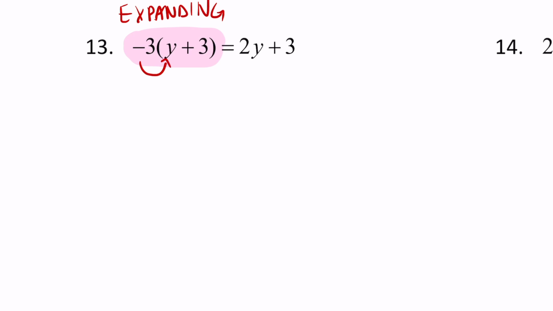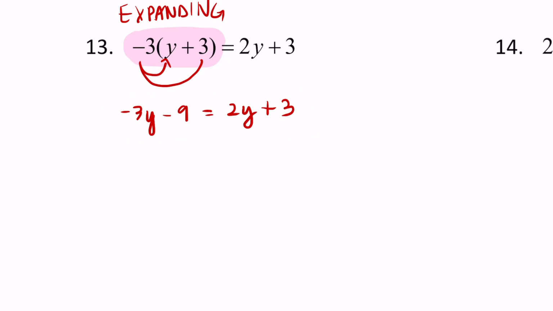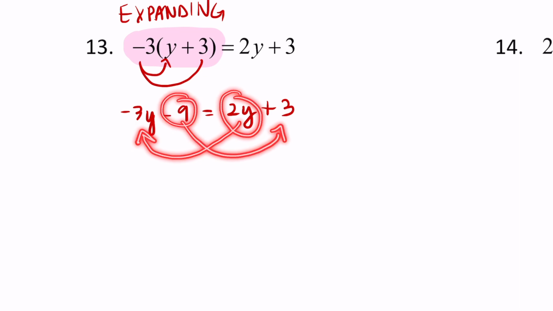This becomes negative 3y, and this becomes negative 3 times positive 3, negative 9, equals 2y plus 3. So now we have expanded. You now have your equation. But see, there's y over here and there's y over here. No problem. All you need to do is to transfer it to the other side and to take the constant and transfer it to this side.